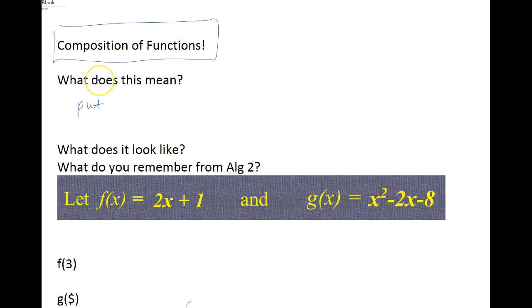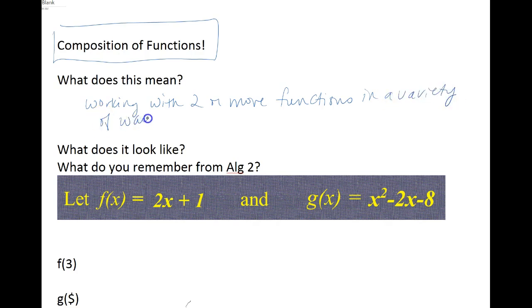Putting, or how about we say, working with two or more functions. And I'm going to make this kind of lengthy. In a variety of ways, to create something new.